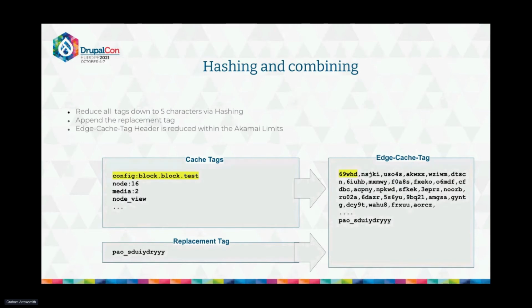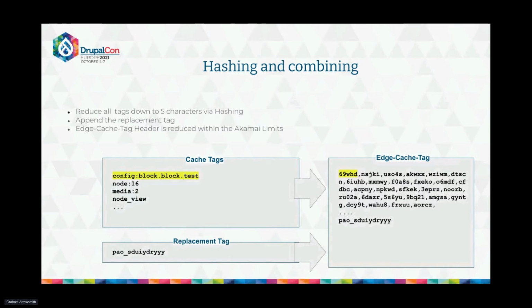Now, this can cause the problem of collisions. Hashes can have collisions, but it was acceptable in our solution because we wanted to be able to purge the most important data of node and other things, and we wanted to avoid losing any kind of purge request. And now we have modified the metadata which is sent to Akamai.